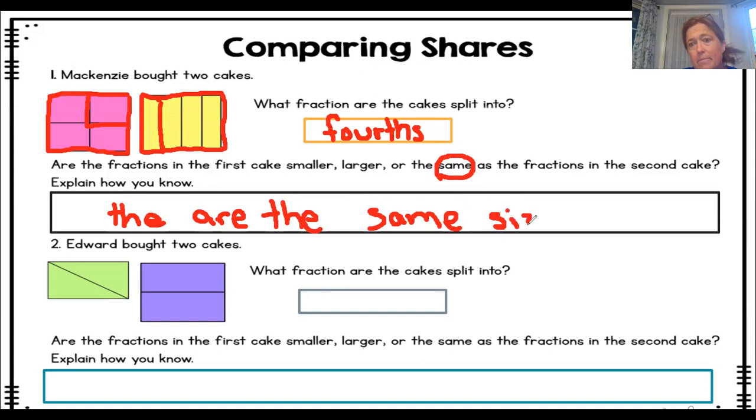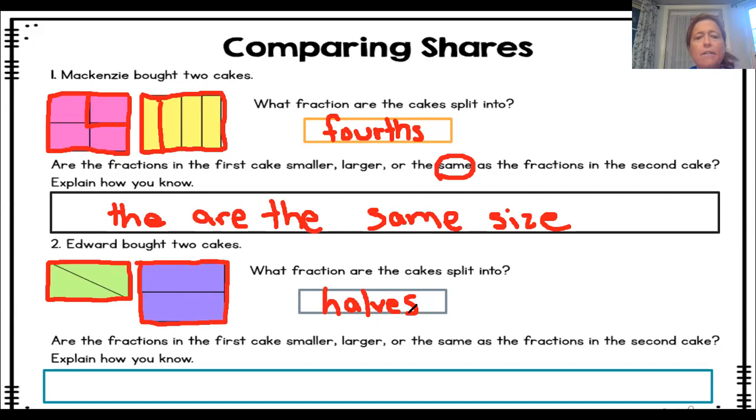All right, now we have Edward bought 2 cakes. Okay, so he bought this cake right here, and he bought this cake right here. Now each of the cakes is divided or split into what? Okay, so we see that each cake does have 1, 2 equal sides or pieces. So if they have 2 equal pieces, it is called halves, right? So each one is partitioned into halves.